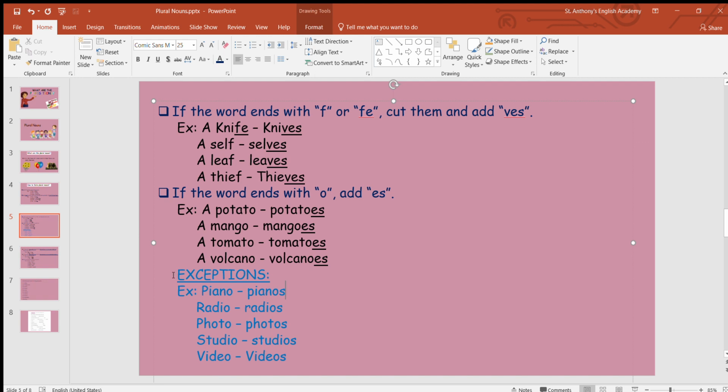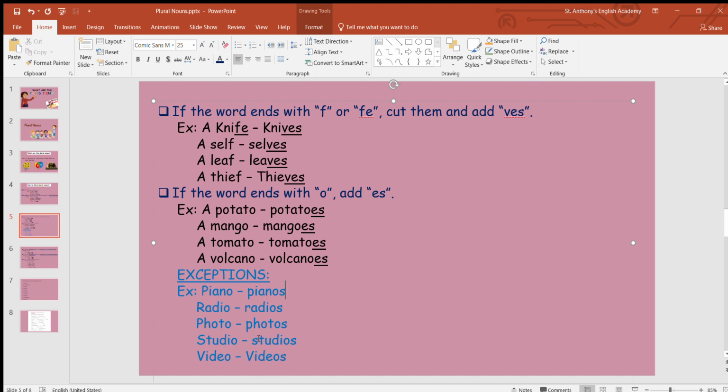But there are some exceptions. Some words that end with the letter O, we don't add ES. Right? We add only S. For some words we don't add both letters ES. We add only S. Look at them. Piano, pianos, no E. Radio, radios, no E. Photo, photos, no E. Studio, studios, no E. Video, videos, no E. Right? These are the words where we add only S.